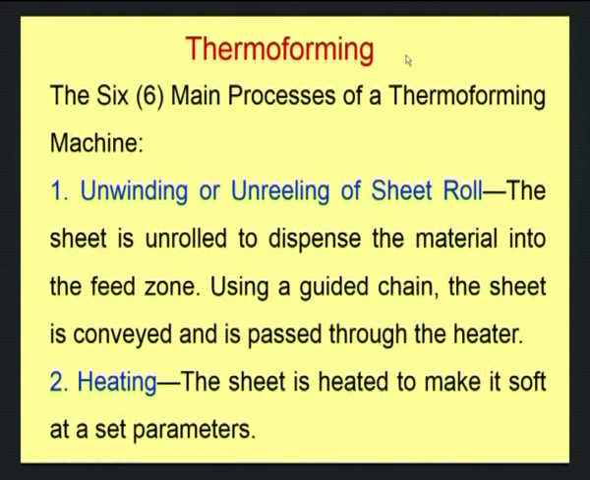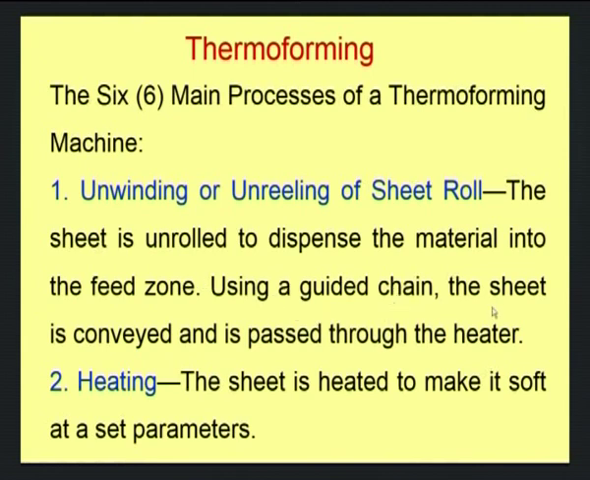If you look into the main process behind any thermoforming machine, because there are a lot of types of thermoforming which we are going to see shortly, in all of these there are 6 main processes involved. The first one is the unwinding or unreeling of the sheet roll. As we have seen earlier, the raw material for thermoforming is not a pellet, instead it is a sheet roll which is normally wound over a drum. So, it would be unwound and then it will pass through. Now, the sheet is unrolled to dispense the material into the feed zone.